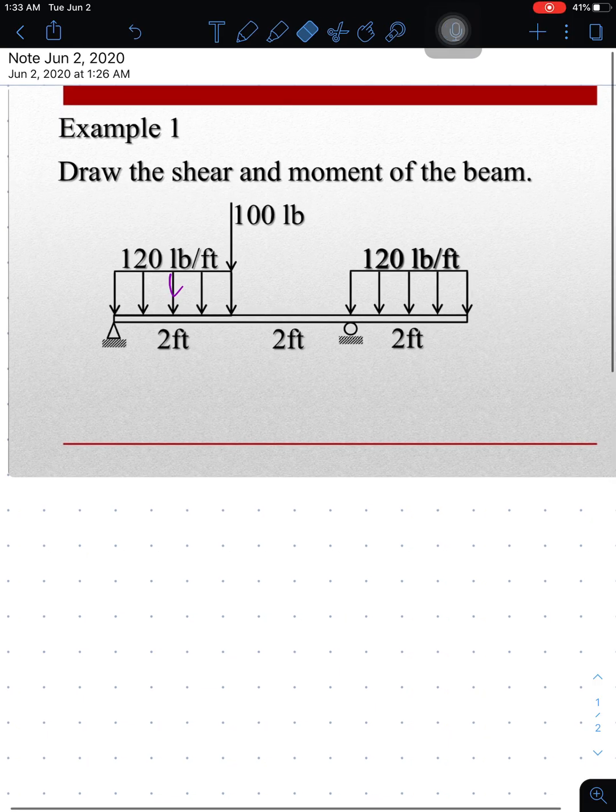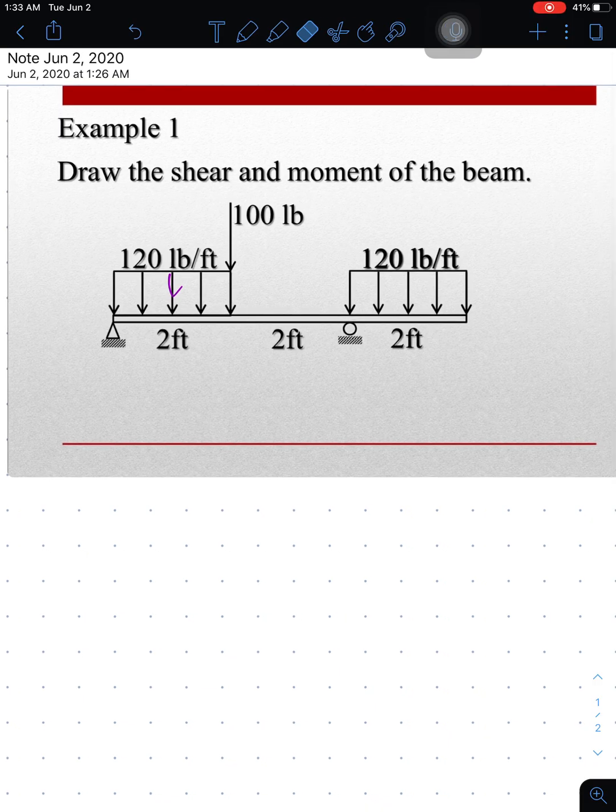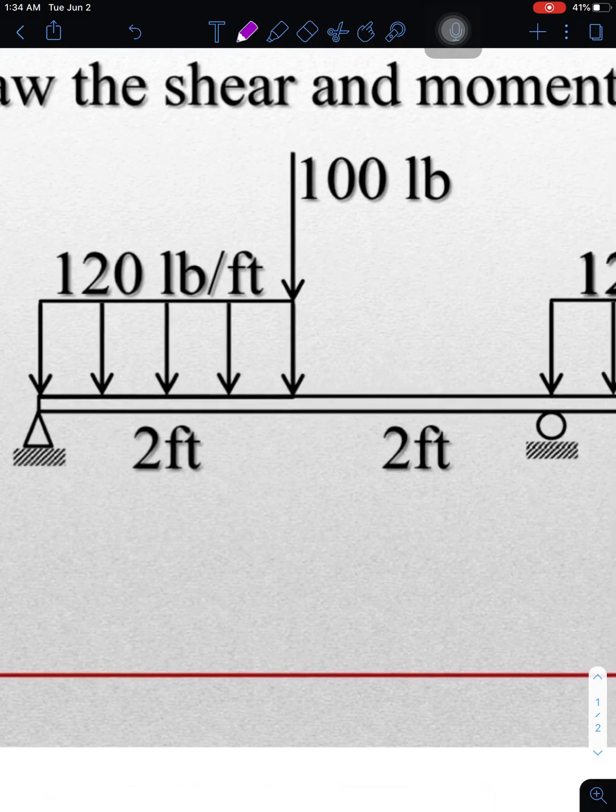Proceed with example number 1. Draw the shear and moment diagram for this figure. So again, we're going to identify the figure and the supports and the loads. Since we have distributed loads, might as well get the magnitudes of the resultant of the distribution.